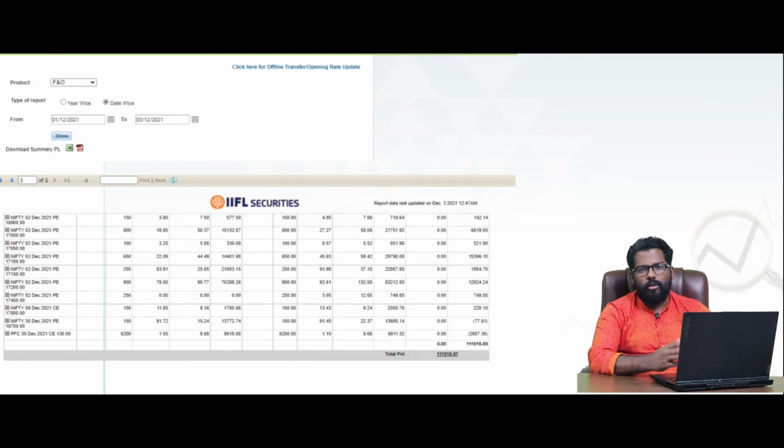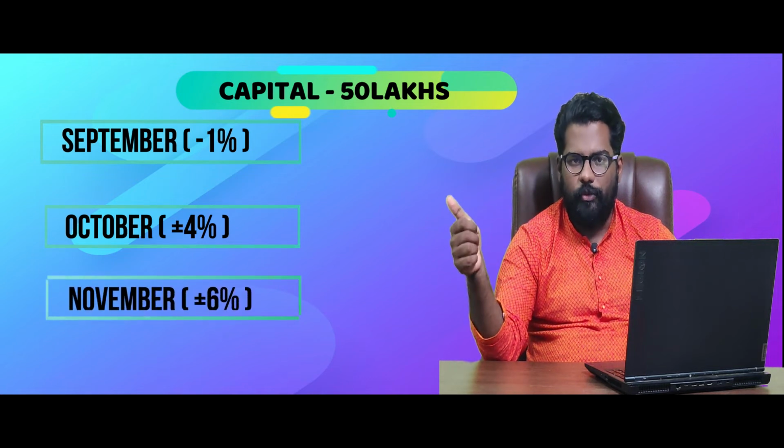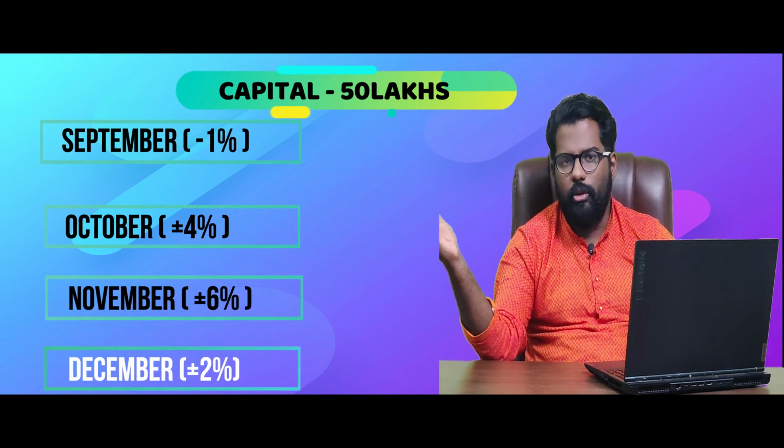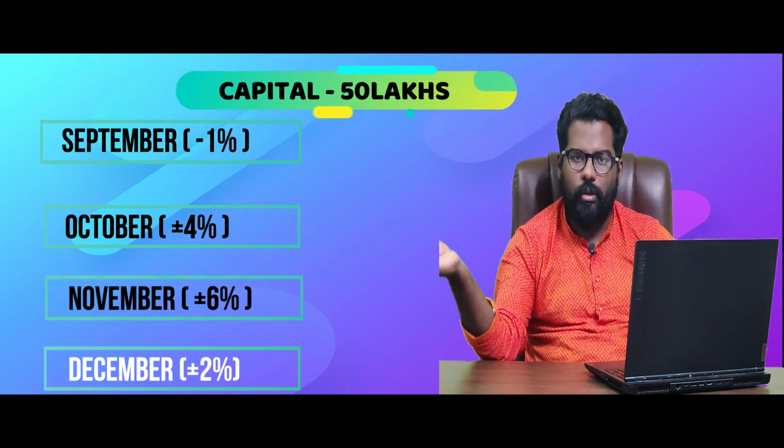The bigger point is, like I told, in the month of September I made 1% negative. In October I made 4%. In November I made 6%, and now in December I am sitting with 2%. It may turn out to be a 4%, 5% month, or it may end in negative also. So what are the two key conclusions here?